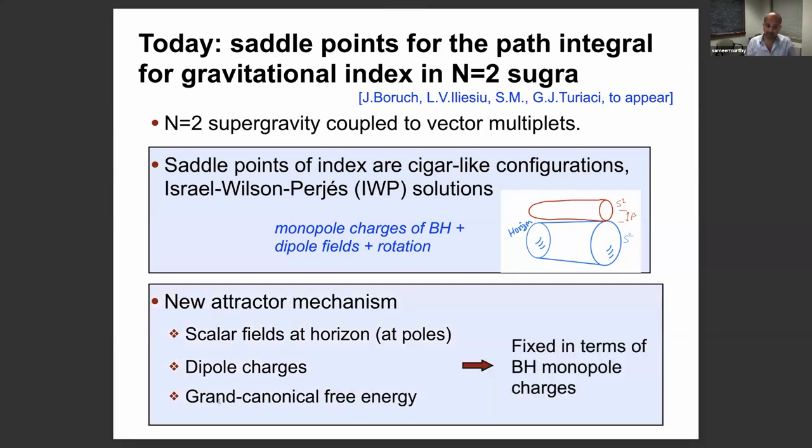And the dipole charges of the solution, which are new parameters of the solutions, are also fixed in terms of the black hole charges. And the grand canonical free energy with respect to the temperature and the angular momentum is also fixed in the sense that it's the grand canonical dual of the extremal entropy. So all these, the new attractor mechanism says that there are these different quantities which get fixed completely in terms of the charges. Okay, so I want to explain this in the rest of the talk. All right, any questions? So that's my introduction. Any questions about what I want to do?